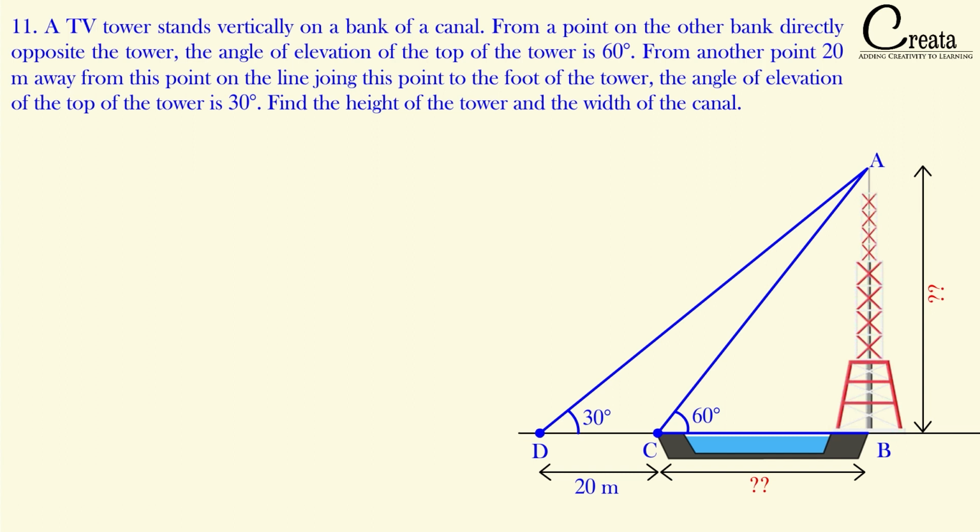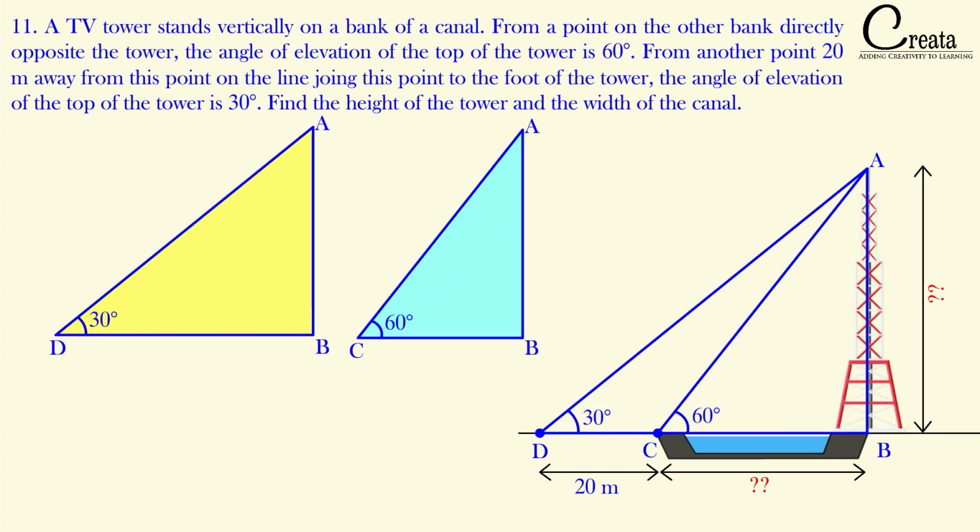Let's apply the trigonometry in the given figure. Are you able to observe the two right angle triangles in the given figure? The first triangle is triangle ABC, which is having the trigonometric angle as 60 degrees. And the second triangle is the triangle ABD, which is having the trigonometric angle as 30 degrees. So let's apply the trigonometric ratio formula in both the triangles.